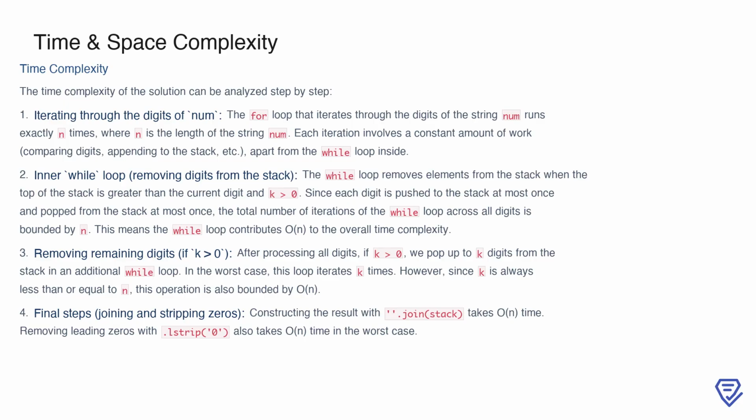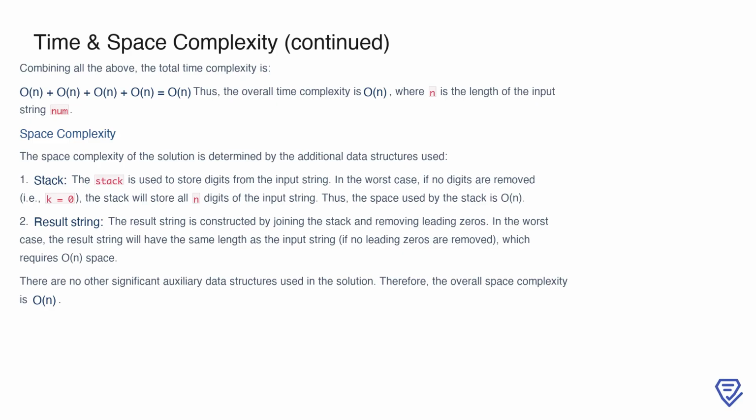Finally, constructing the result string by joining the stack and removing leading zeros with .strip('0') involves linear time operations. Each of these steps contributes O(n), leading to an overall time complexity of O(n). Now, combining all the steps we discussed, the total time complexity is O(n) for the iteration, O(n) for the while loop, O(n) for removing extra digits, and O(n) for the final string construction and cleanup. Adding these together gives O(n) plus O(n) plus O(n) plus O(n), which simplifies to O(n). So the overall time complexity of the algorithm is O(n), where n is the length of the input string number.